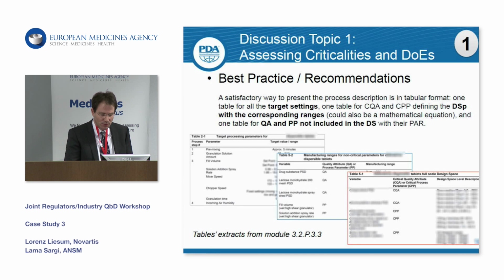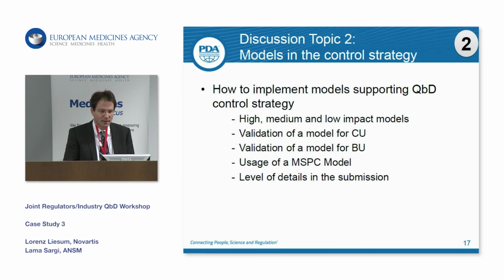So we are now moving to the second topic, which is dealing with the implementation of multivariate models in supporting the QbD control strategy. For that, we have examples coming from content uniformity and blend uniformity, but we also touch on the applicability of multivariate statistical process controls.